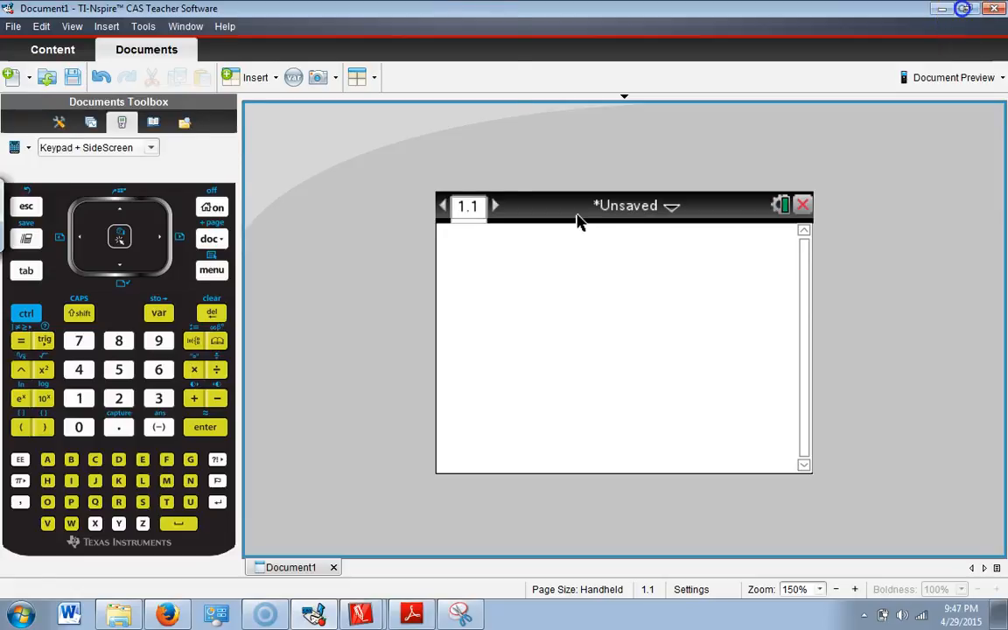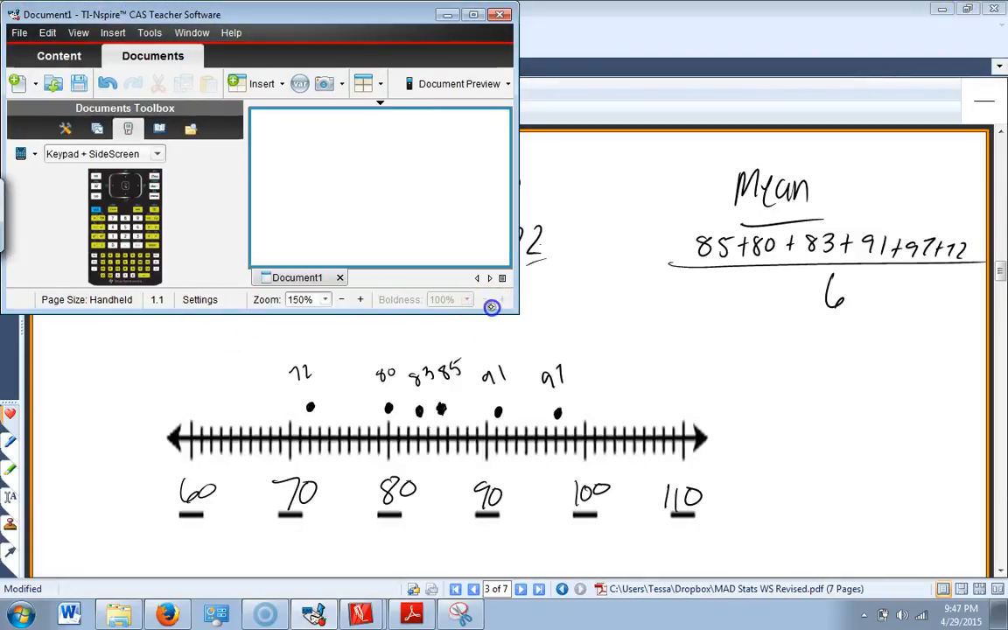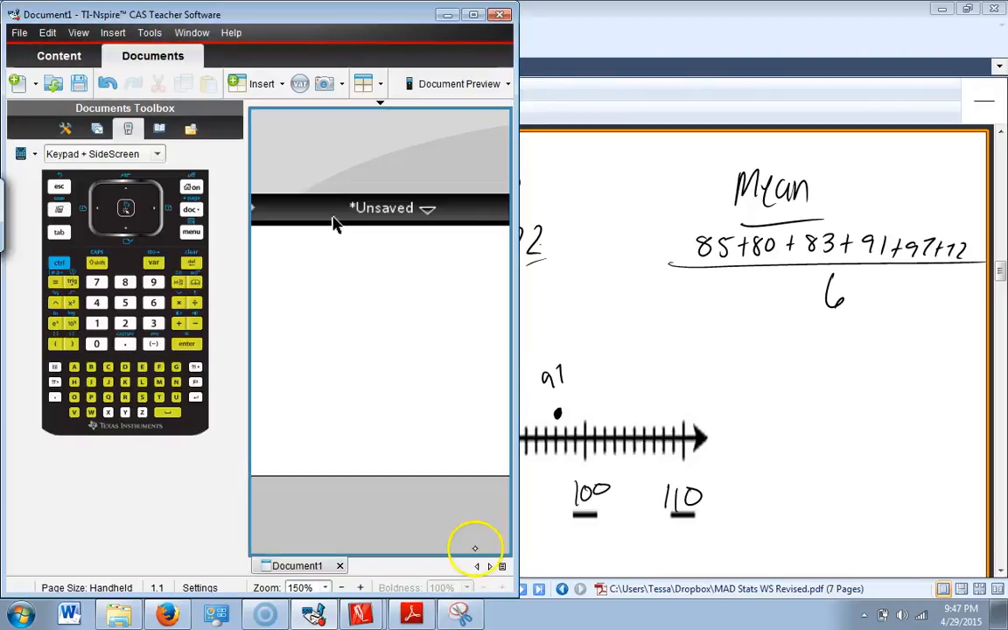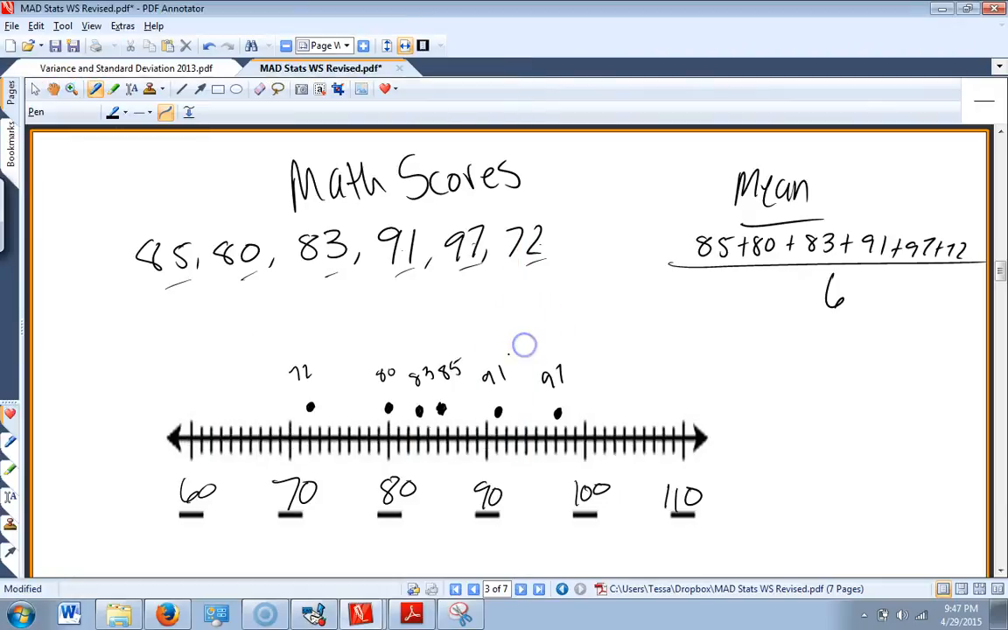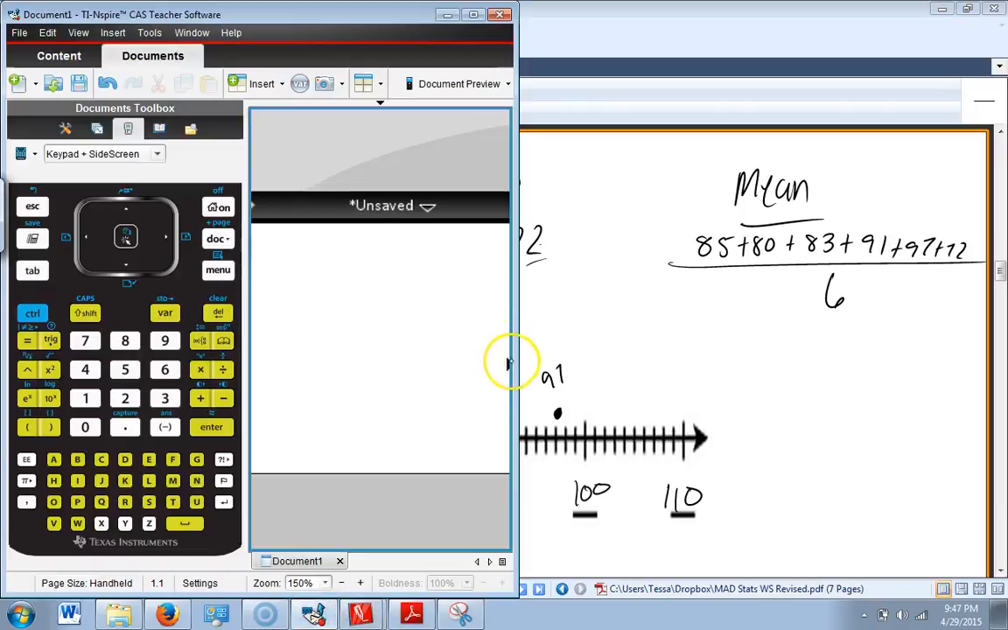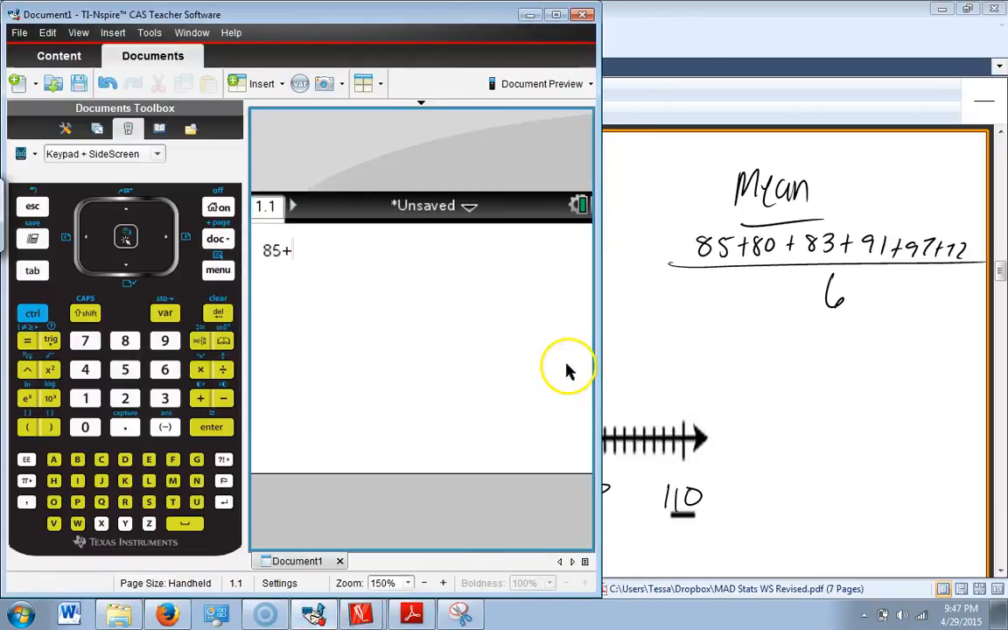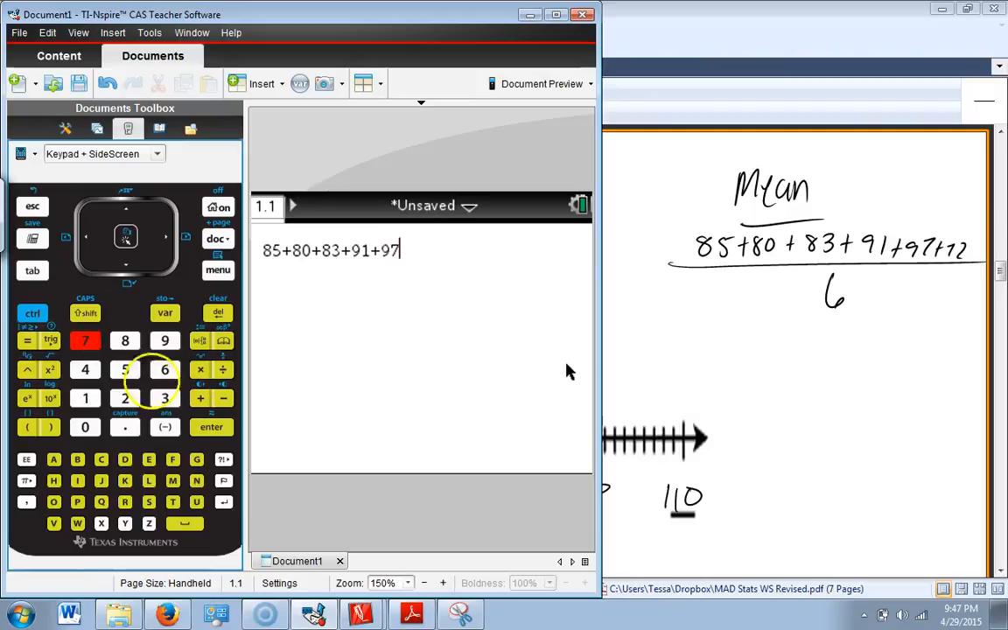Okay? We are going to go ahead and plug in our data that we have here on this list, and we are going to find an average. So, 85 plus, sorry, you can't see that. All right, 85 plus 80 plus 83 plus 91 plus 97 plus 72. Okay, so we add all those up, 508, and then we divide that by 6, the number of things that we have in our data set.